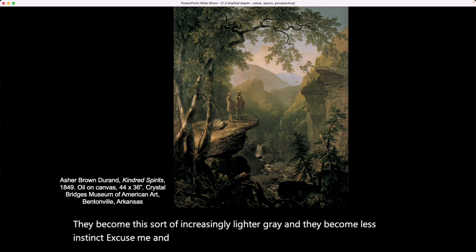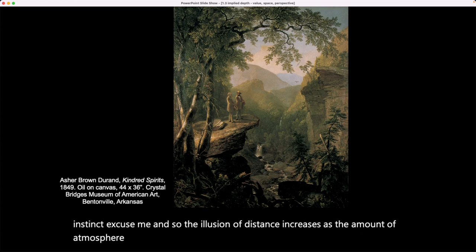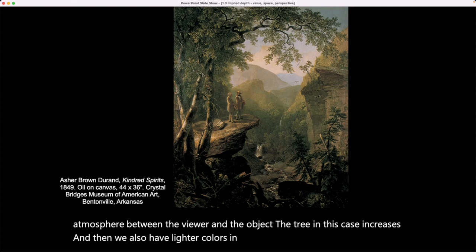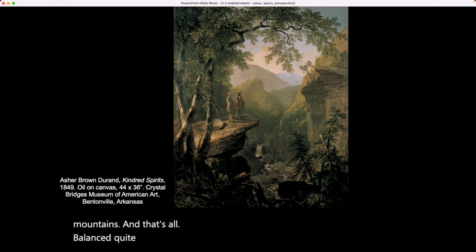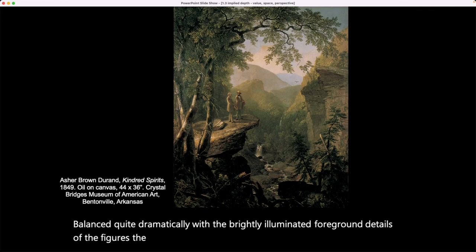And so the illusion of distance increases as the amount of atmosphere between the viewer and the object, the tree in this case, increases. And then we also have lighter colors in the center that sort of pull the eye through this illusion of infinite space back towards these hazy mountains. And that's all balanced quite dramatically with the brightly illuminated foreground details of the figures, the rocks, the trees, and the waterfalls.